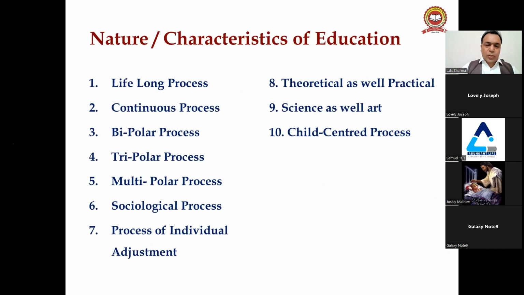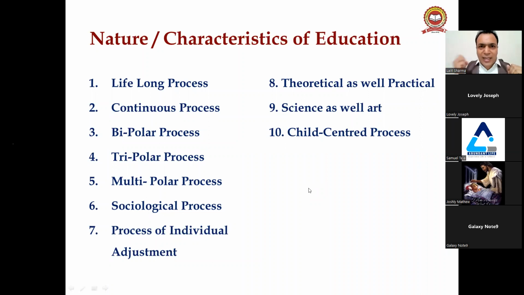Right, guys? So next we discuss a little bit the nature and characteristics of education, by which we will come to know about education in a more clear way, right, guys? So first of all, education is a lifelong process, right? This is the nature of education. Okay, first we read all the points. Education is a lifelong process. Education is a continuous process. Education is a bipolar process. Education is a tripolar process. Education is a multipolar process. Education is a sociological process. Education is a process of individual adjustment.